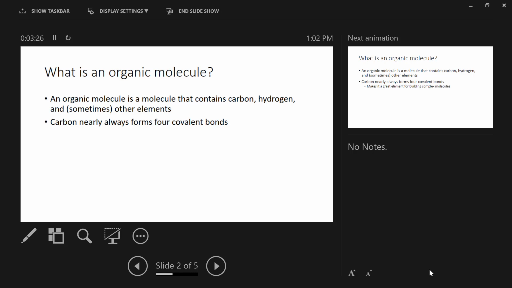Okay, so the important thing about carbon is this. Carbon nearly always forms 4 covalent bonds. And I want to show you why this is. We've seen this before, but it was before we had our Christmas break. And so I want to show you why carbon nearly always makes 4 covalent bonds. So we've got carbon here.